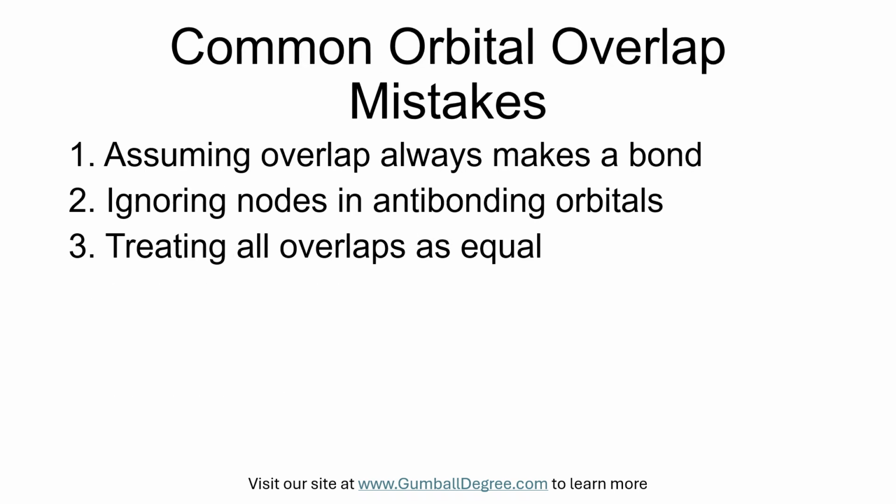Students often assume any overlap automatically makes a bond without checking phase, and that leads to wrong predictions about bond strength and symmetry. Always check whether the lobes that meet have the same sign. Another common mistake is ignoring nodes in antibonding combinations and thinking they still contribute to bonding. Remember that nodes mean zero electron density between atoms, and therefore no stabilizing bond.